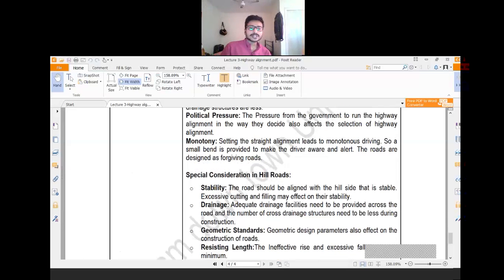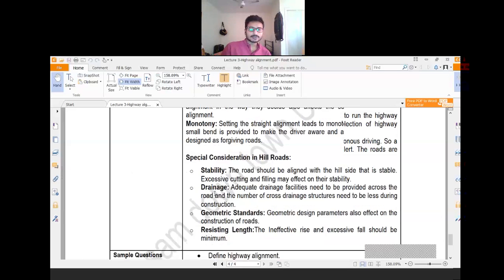Now there are different special considerations for the hill roads. For the hill roads, the main thing which is very important is the stability of the surrounding, because in the hill road the major problem is soil erosion. So the stability is very important. The road should be aligned in the hillside that is stable. Now excessive cutting and filling may affect the stability.